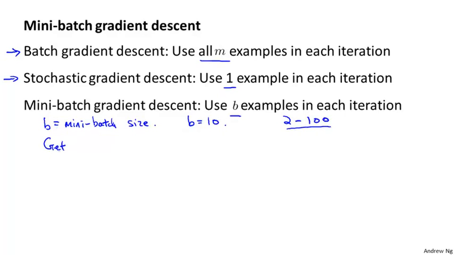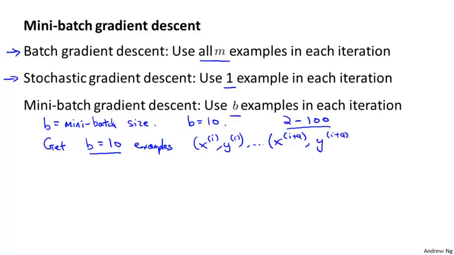So let me just write this out informally. We're going to get, for this example, let's say b equals 10. So we're going to get the next 10 examples from our training set. So that may be some set of examples, xi, yi. If it's 10 examples, then the indexing would be up to xi plus 9, comma, yi plus 9. So that's 10 examples altogether.